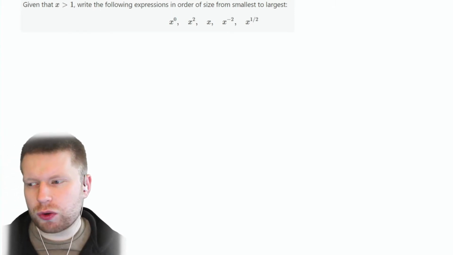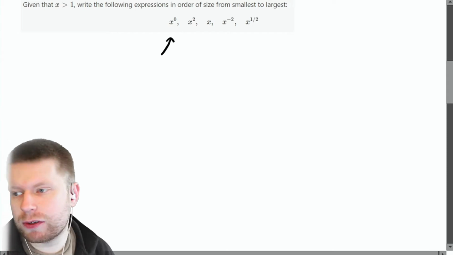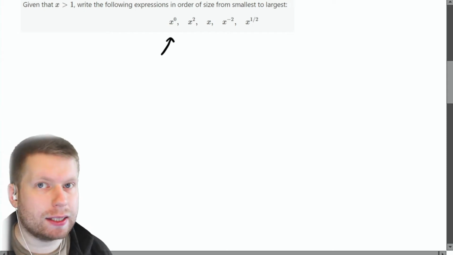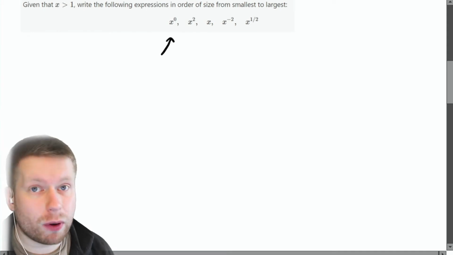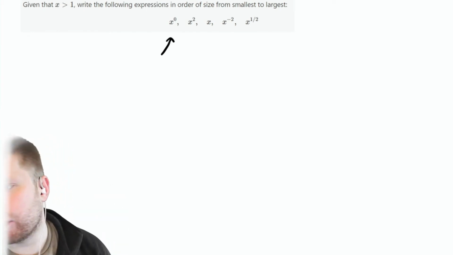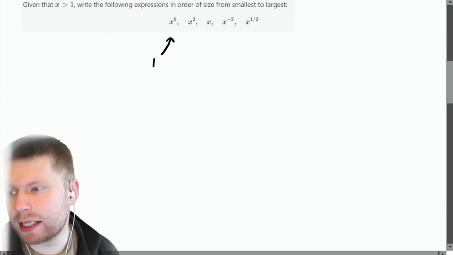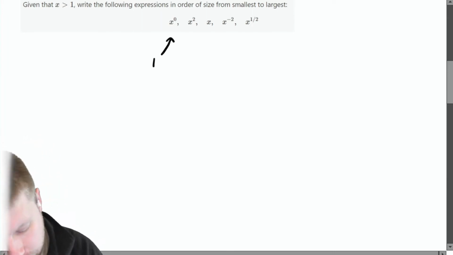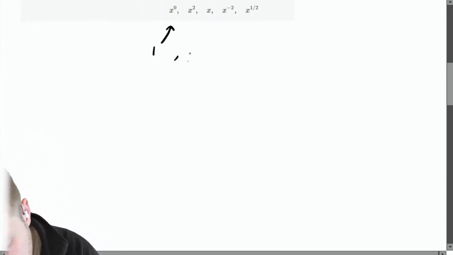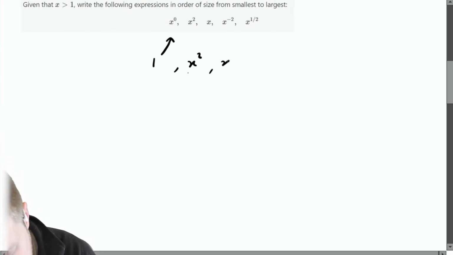So first things first, I'm just going to rewrite a couple of these things. Hopefully you notice that x to the power of 0, well, given the fact that x is greater than 1, we don't have to worry about 0 to the power of 0. So it's going to be a number to the power of 0, anything to the power of 0, as long as it's not 0 of course, is just 1. Okay, so x to the power of 0, I'm going to rewrite this as 1. X squared, well, I'm just going to leave that as x squared for the time being. Then I have just x, so I'm going to leave that as x.